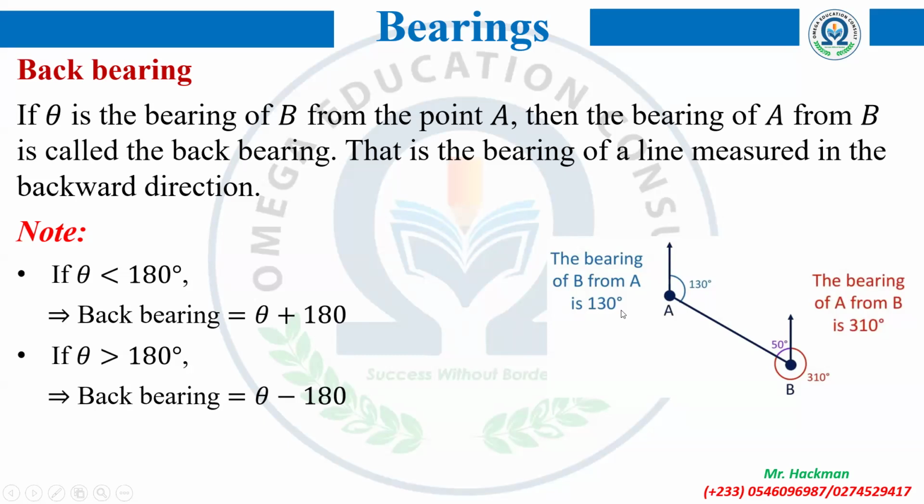So assuming this is it, I'm looking at this to be my front or forward bearing. The bearing of B from A, which is 130. Now, if I want to get the back bearing, the back bearing will be the bearing of A from B. You get it? You swap. Is that okay? Please, my professors, are you following? Yes. Okay, great. So now if that is the case, this is what we'll be looking at.